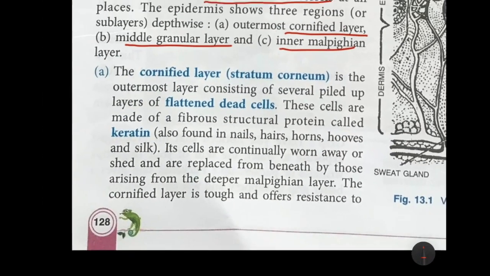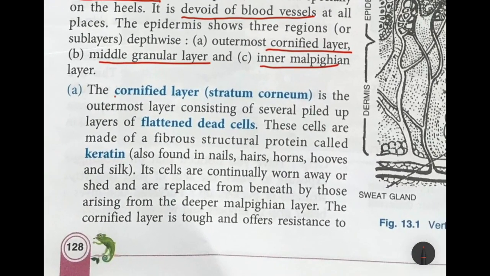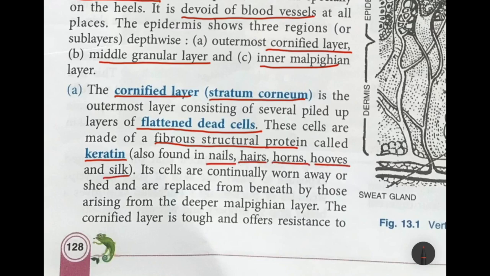Now, the conified layer, also known as the stratum corneum, is the outermost layer, and it has several piled up layers of flattened and dead cells. Remember, these cells are dead, they are flat. These dead cells are made up of a fibrous structural protein known as keratin. Keratin is found in nails, hairs, horns, hooves, and silk.